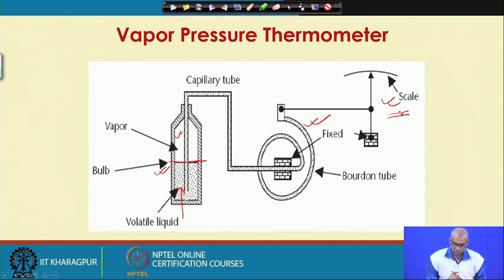So, it is the temperature that governs this vapor liquid equilibrium. Vapor pressure being a function of temperature at the liquid vapor interface, we can measure the pressure to indicate the temperature at the liquid vapor interface. So, you must put this bulb in the medium whose temperature we are measuring and ensure that the liquid vapor interface exists within the bulb for the vapor pressure thermometer to work correctly.